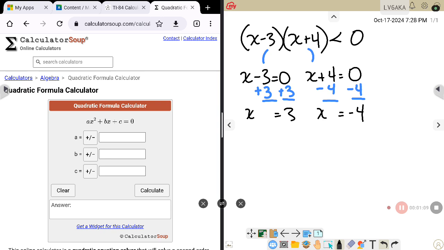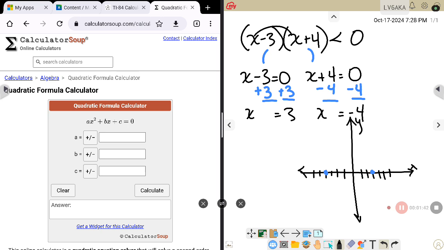So here's what I need to know. I need to know where the zeros are of the function, which is what we just did. Those are going to be your x-intercepts. So there's going to be an x-intercept at positive 3 and another x-intercept at negative 4. So I know that this is a parabola because, like I said, if we would have multiplied those x's together, we're going to have an x squared graph.